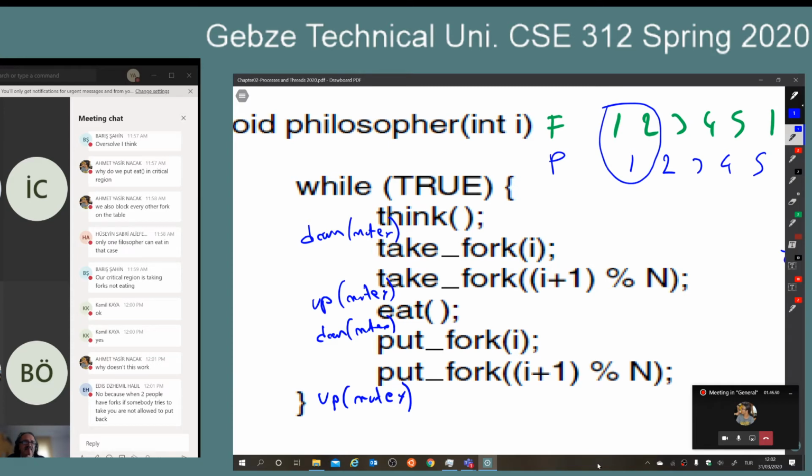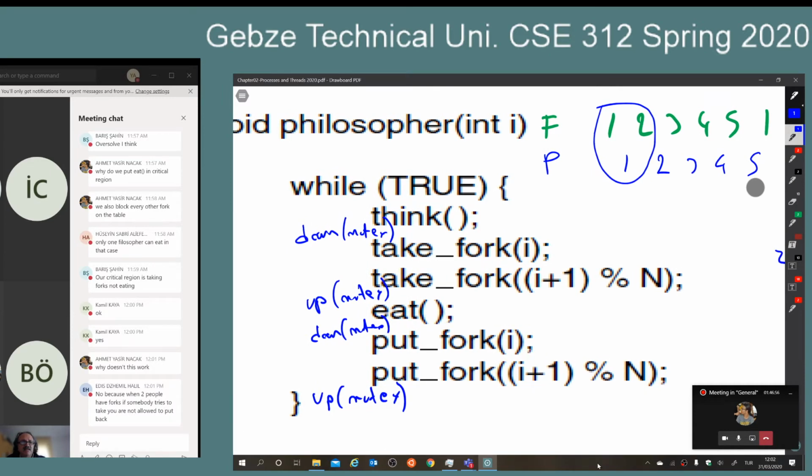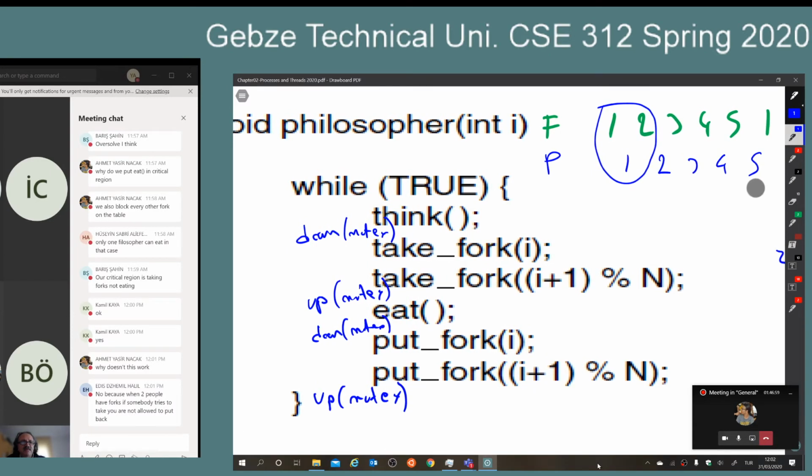While I am eating, process number 5 came in and said that it will take fork number 5, but when it comes to fork number 1, it cannot take it, so it will get blocked here. So I am holding the lock, and it cannot get fork number 1, and it is waiting there. And now when process number 1 is done eating, he cannot put the fork back because somebody is holding the mutex. Understand? So this doesn't work.